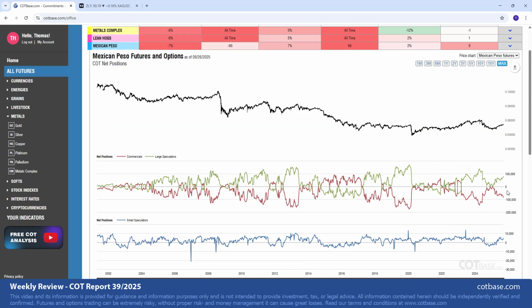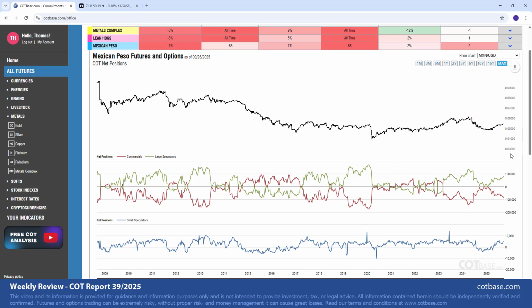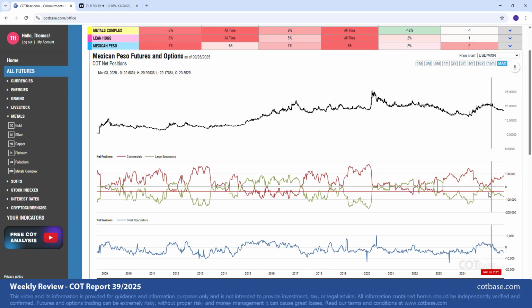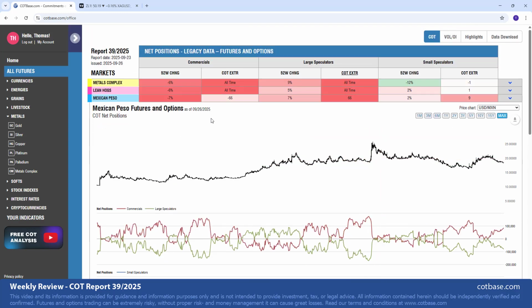So once again, we are witnessing a bearish extreme developing in the Mexican peso. Of course, this is measured in US dollars, so this is sort of the Mexican peso US dollar currency pair. By the way, you do have the option of switching between these. So what you can do is switch to a Mexican peso US dollar chart. And then you still have the COT data, or you can actually take the inverse, which is again something unique here at COTBase, and then of course it reverts the COT data as well. So a lot of things you can do here at COTBase.com.